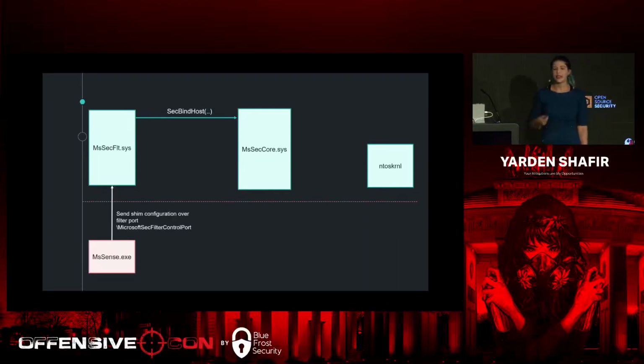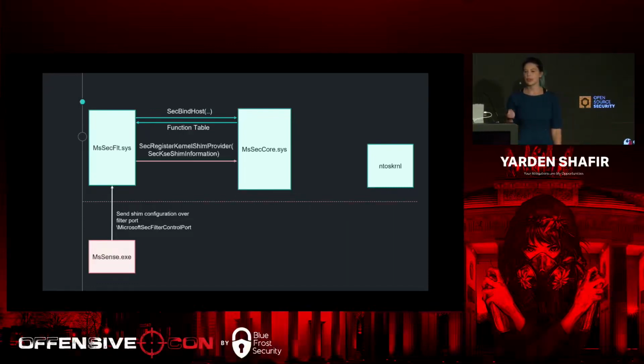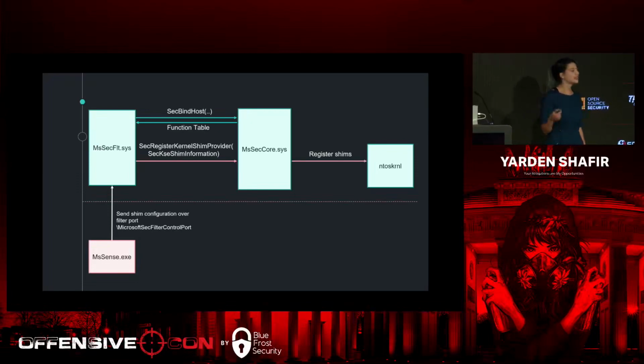What that does is it registers MSSecFLT with MSSecCore and gets back a function table of a few different functions it's going to call. So it's this sort of private import-export mechanism. Then MSSecFLT takes a function from that function table and calls SecRegisterKernelShimProvider to register itself as the kernel shim provider. So MSSecFLT does not register any shims on its own. It asks MSSecCore to do it for it. It sends it the list of functions, and MSSecCore registers as the shim provider.